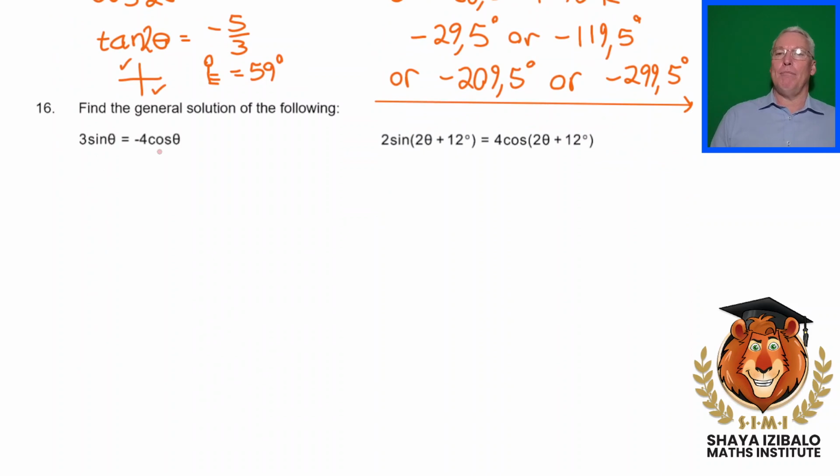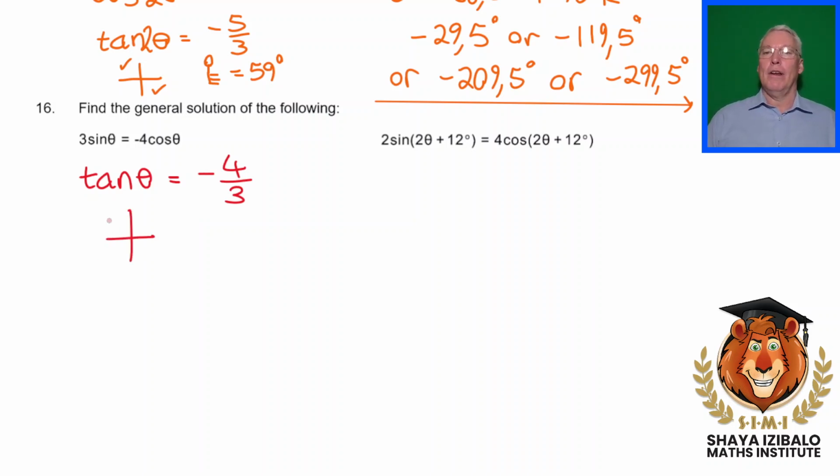What we're going to do here is divide both sides by cos. That gives us tan theta on this side. And we're going to divide both sides by 3. So tan theta is minus 4 over 3. Now that is what I like to call vanilla. It's just a plain, straightforward trig equation. We want answers in that quadrant and that quadrant.